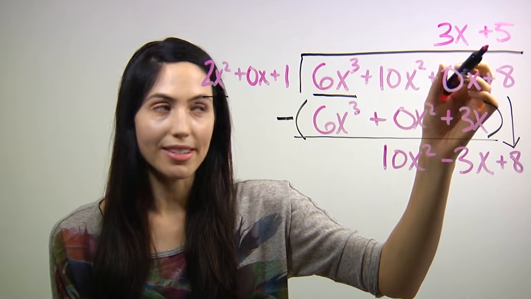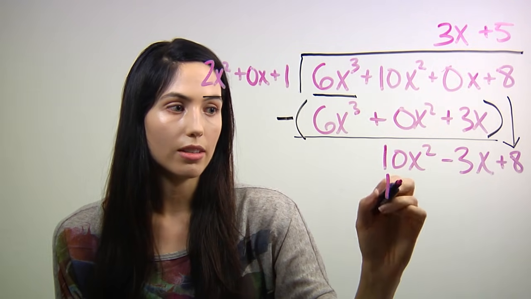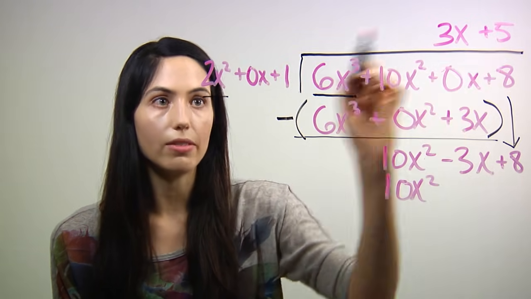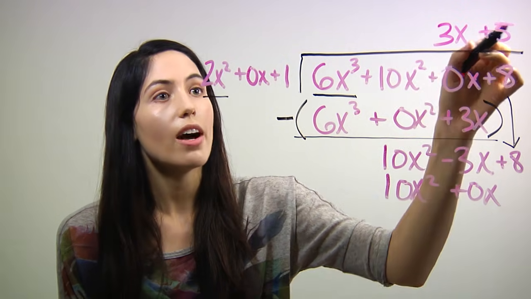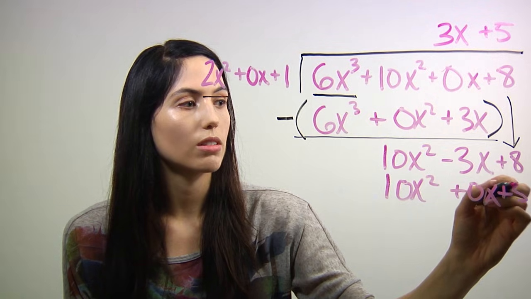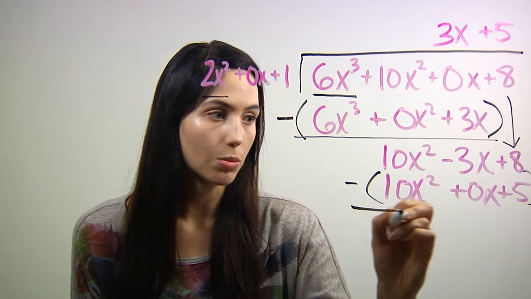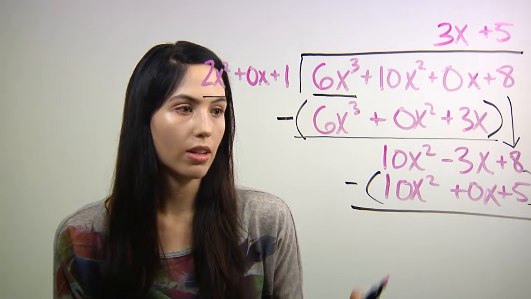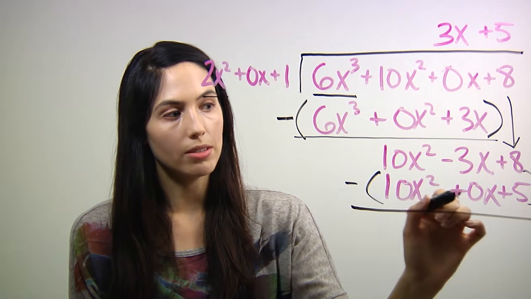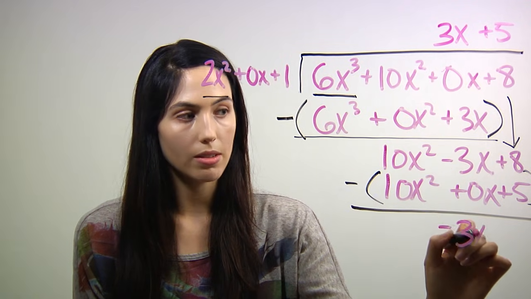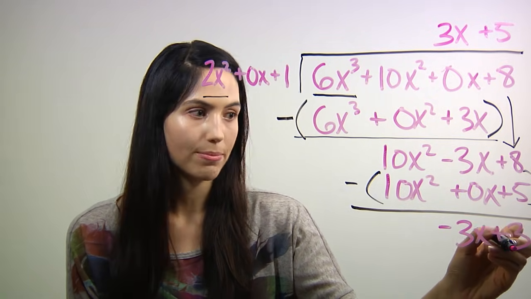Now, multiplication step. So we're repeating the steps at this point. 5 times 2x squared is 10x squared. 5 times 0x, 0x. 0 times anything is 0. 5 times 1 is 5. Final subtraction. Draw your parentheses, draw your subtraction line. Down below we have nothing here, 10x squared minus 10x squared. Negative 3x minus 0x is negative 3x. 8 minus 5 is plus 3.